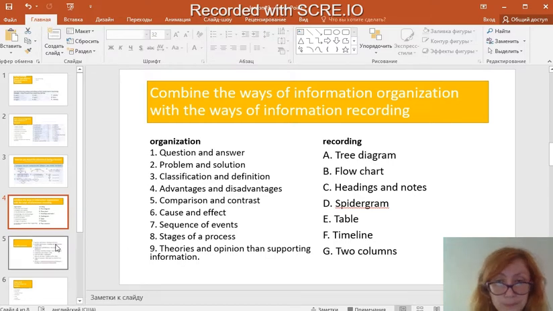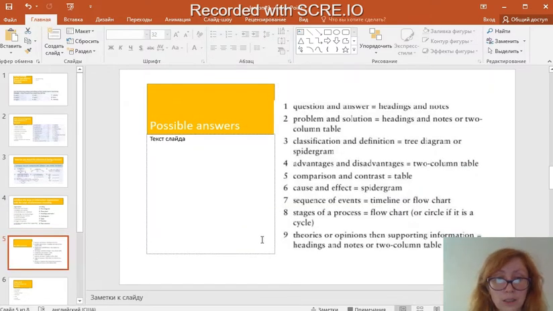And we continue. Here are some possible answers. So question and answer, that would be convenient to put down like heading and notes. Yeah, like you have got the heading, the question, and answer, that would be possible like notes. Problem and solution, again, heading and notes, or two-column table.